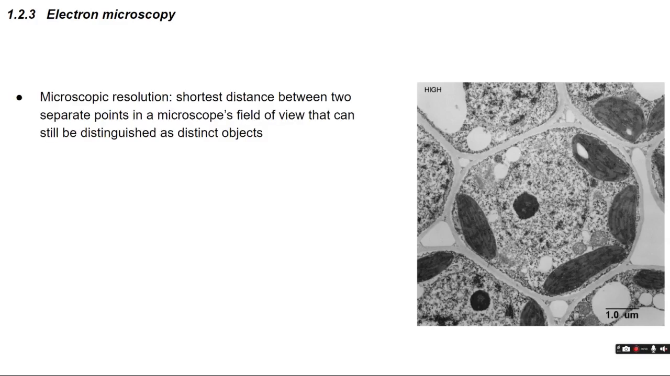Okay, the next section we have is electron microscopy. So microscopic resolution is the shortest distance between two separate points in a microscope's field of view that could be seen as distinct objects. So you're going to also have to memorize this definition.